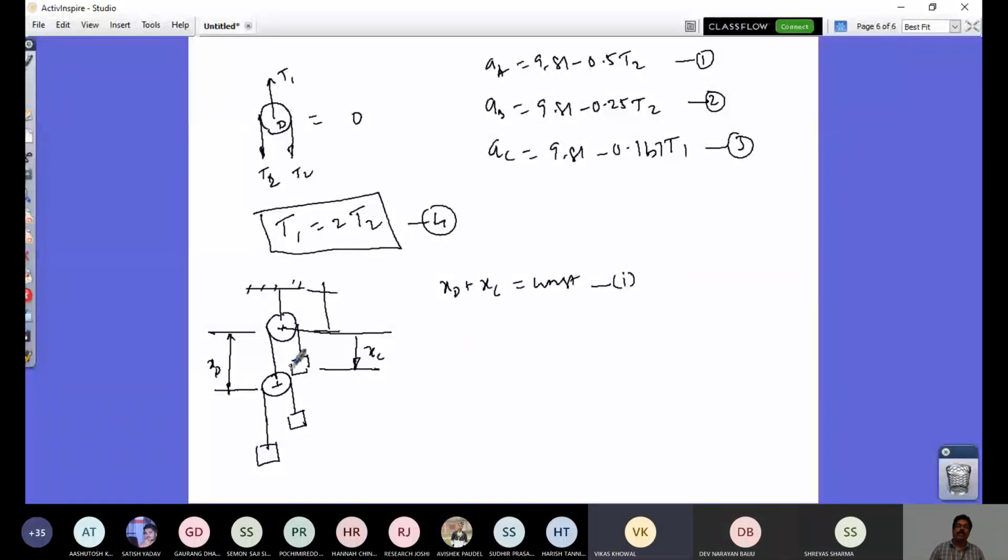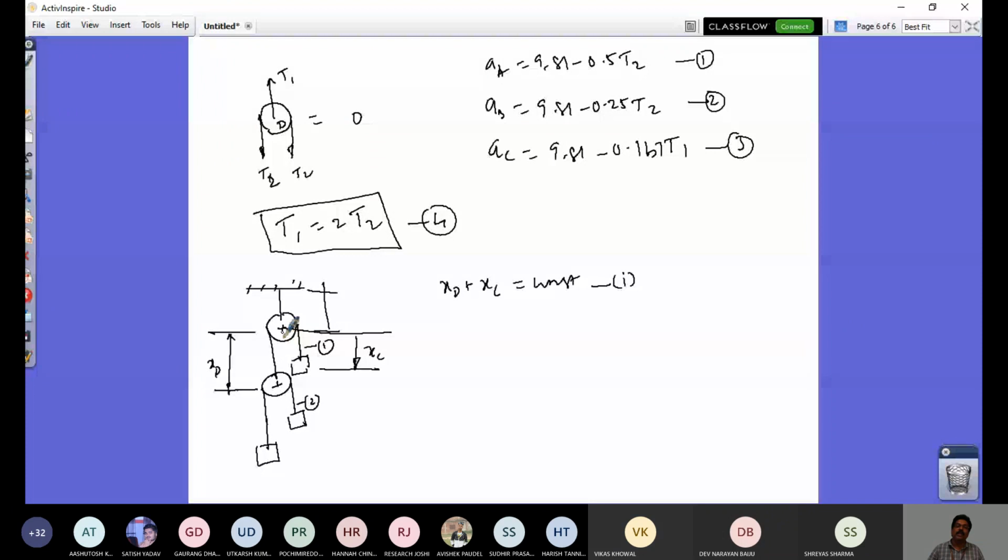So this distance sum, see, this is string 1, this is string 2. Yeah, I have downloaded your attendance. You can proceed and you can count it. Sir, yes, sir, this xd plus xc constant, how, sir? What happened? This xd plus xc equals constant, sir. How is it possible? Because that is the length of the string.